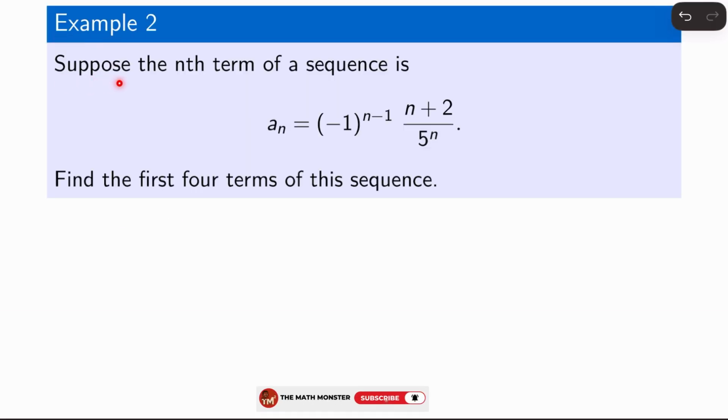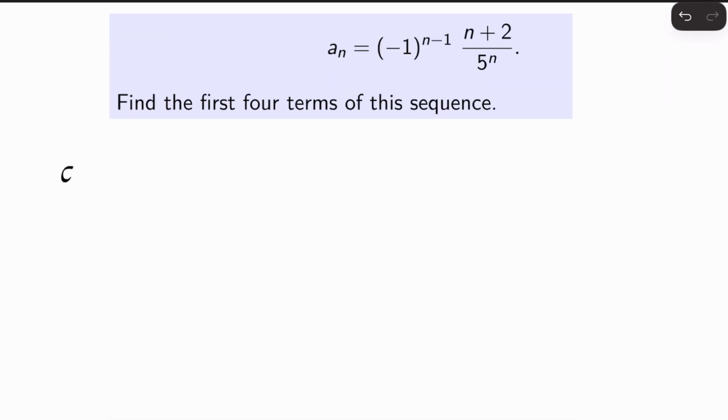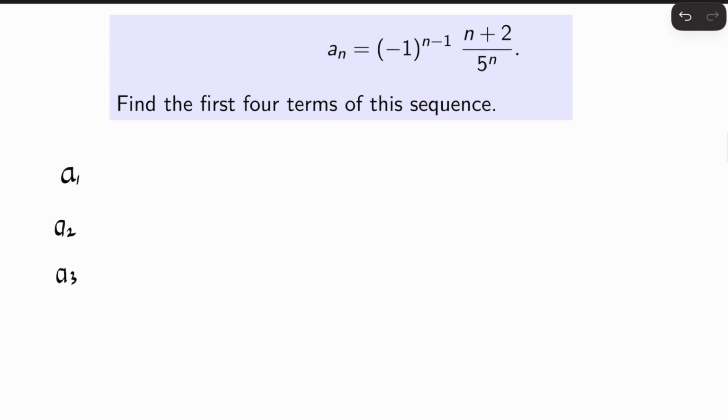Example 2. Suppose that the nth term of a sequence is a_n, which is equal to (minus 1) exponent n minus 1, then n plus 2, all divided by 5 exponent n. And we are being asked to find the first four terms of this sequence. Here, we are being asked to compute a1, a2, a3, and a4, right? So now let's compute these and see what we're going to have.